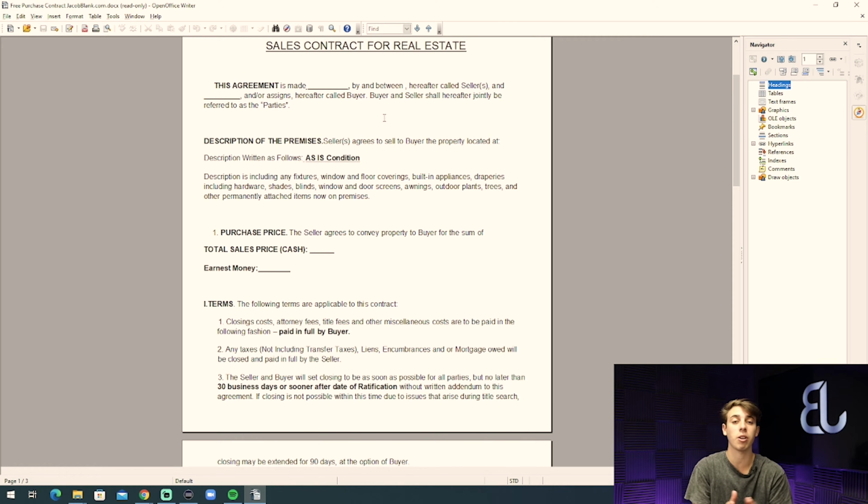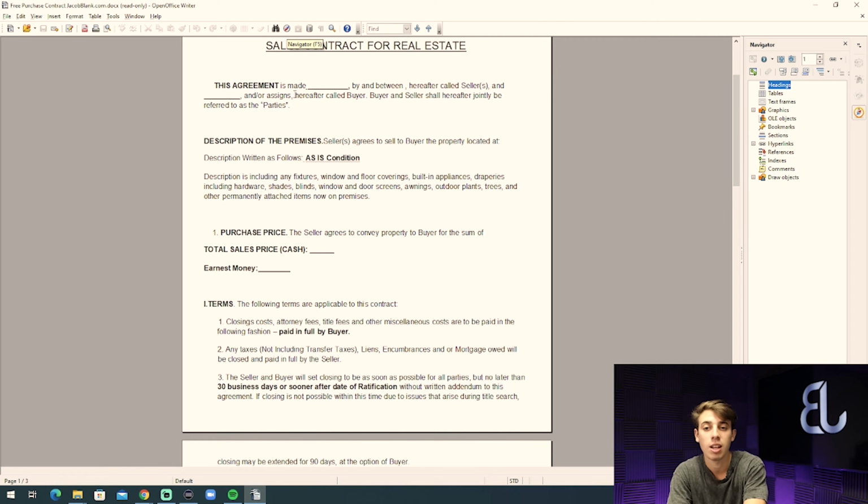Now, before we go any further, again, these are just the contracts that I use in my business. This is not legal advice. If you're going to be using these contracts, consult with an attorney and do your own diligence. But these contracts are very simple, and they've worked for me the past 4 years in this business.